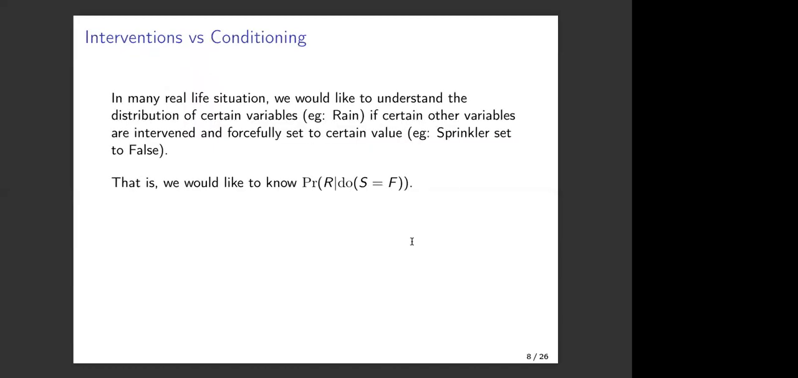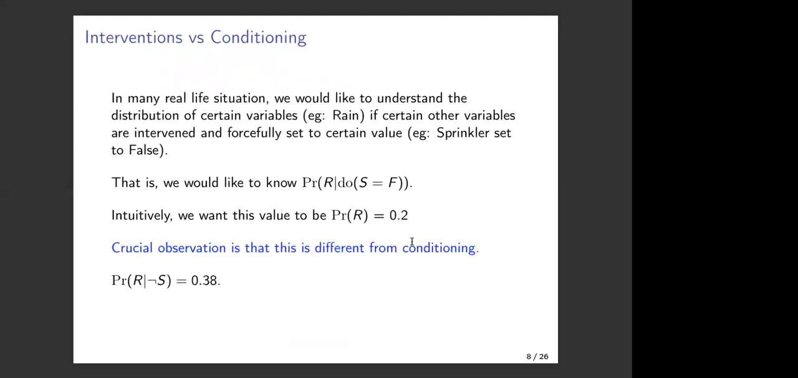This is denoted by the following. We would like to know the probability of R when we do S equals F. This is called the do operation, forcefully setting S to F. One would ask, why do we need this additional notation here? Give me a moment, I'll explain why we need that. So that's what we would like to know.